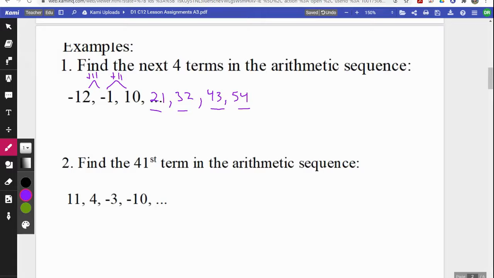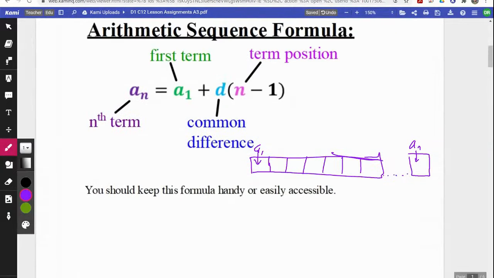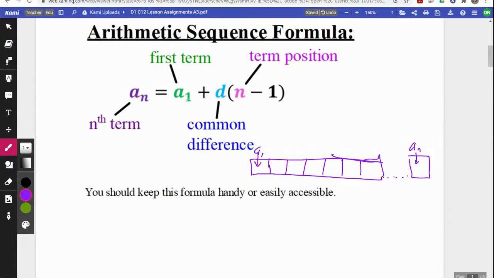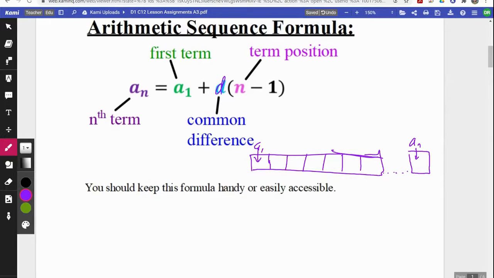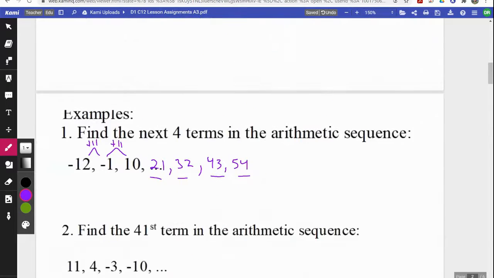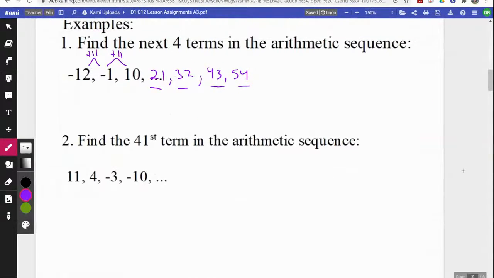Where the formula comes into play is you're going to have to start putting together what all those variables mean. So let's look back. We talked about a sub n and a sub 1. d is the common difference. That's like in our first example, that would be plus 11. That's like how much it's changing each time. And n is the term position in which you're looking for. So if we want the 41st term, suddenly we know that n is the position we're looking for. The 41st term, like the number that goes in the 41st position, is a sub 41.